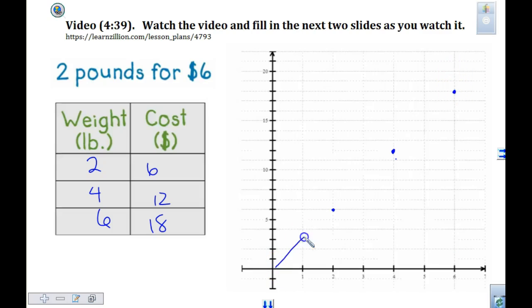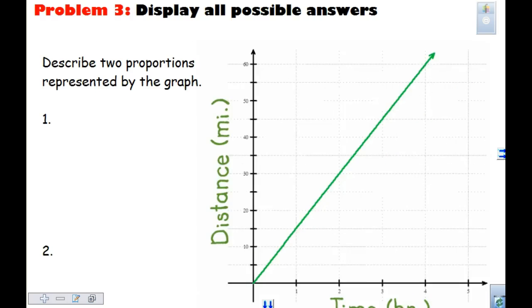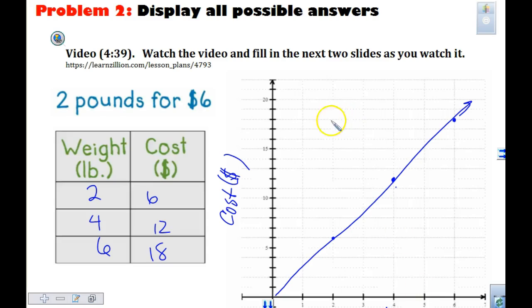And again, that you have this line and that you have your costs and your weight, and you put what you're talking about so that we can see what you're talking about. Unit title. Yes. And they had their title being 2 pounds for $6. We could have had cost per pound. I would take anything along that line, okay?